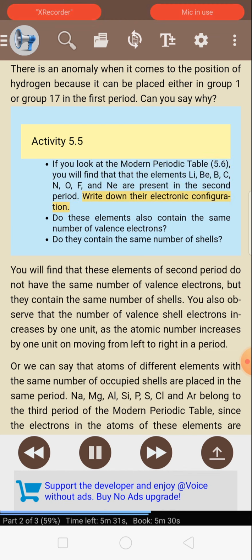For example, K shell: 2 times 1², equals 2, hence the first period has 2 elements. L shell: 2 times 2², equals 8, hence the second period has 8 elements. The third, fourth, fifth, sixth, and seventh periods have 8, 18, 18, 32, and 32 elements respectively. The reason for this you will study in higher classes.